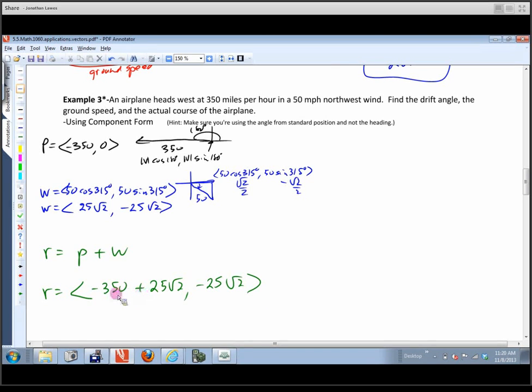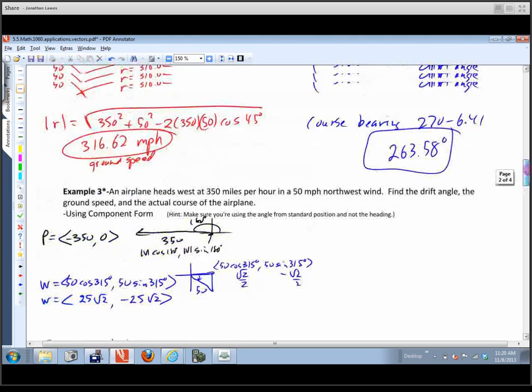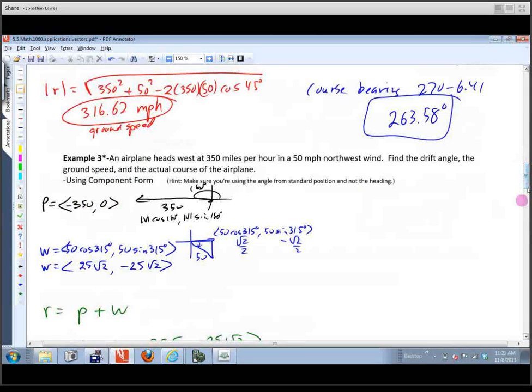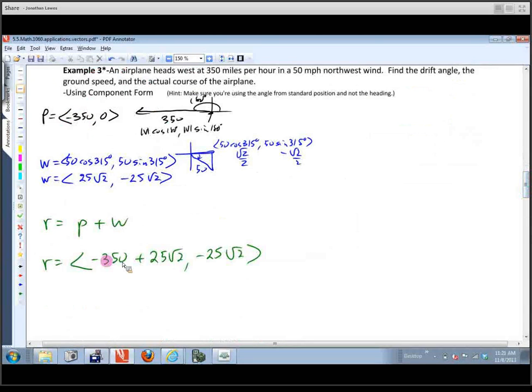Notice what happened here. Okay, let's go back up to this diagram. Remember, the wind was pushing against this, so it made the horizontal component shorter. It used to be 350, now it's a little bit shorter. You can see the subtraction taking place here. Negative 350, and then we're adding 25 radical 2, and we were heading down, no doubt about that. That needs to be negative, okay?